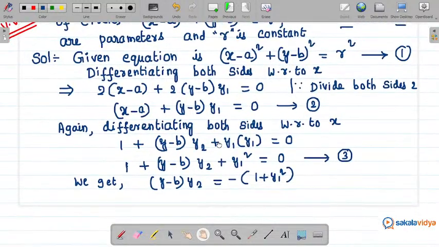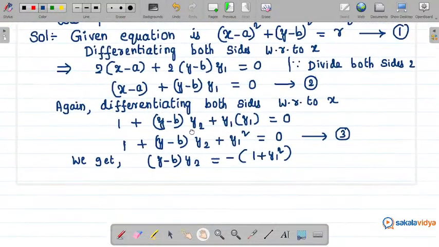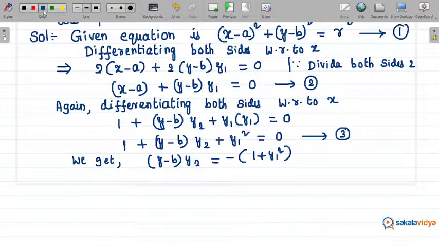See how you find it here. Now y minus b equals negative of 1 plus y1 square upon y2, right. Now if you substitute the y minus b value in equation 2, you get the x minus a value. After getting x minus a, both x minus a and y minus b we need to substitute simultaneously in equation 1, so that both parameters a and b can be eliminated. So let us proceed.